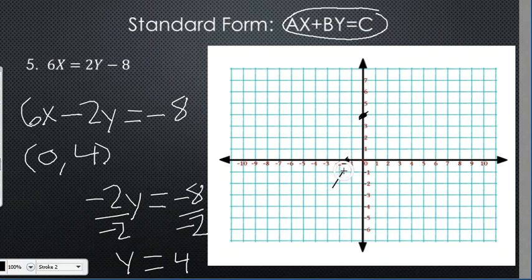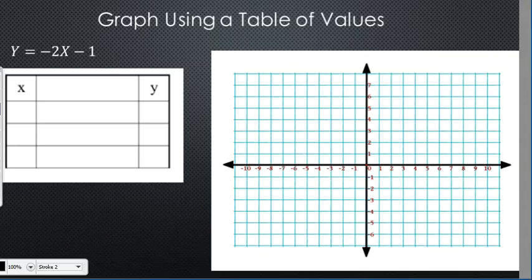Once we have the x-intercept and the y-intercept, we can graph our line. Okay, so let's review graphing using a table of values. So when you graph using a table of values, you set up your table of values. We know that our equation is y equals negative 2x minus 1. So we want to find at least 2 points that are on this line, and then we can plot those 2 points and graph our line.